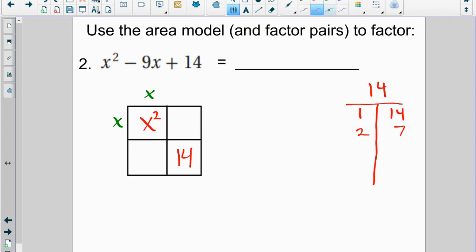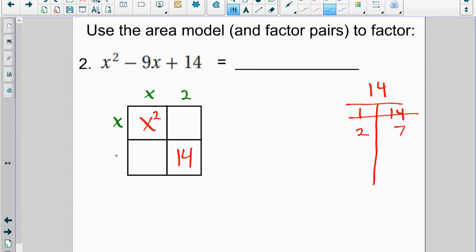So let's see, what is it? Well, is it 1 and 14? Let's check. 1 times x gives me 1x. 14 times x gives me 14x. When I add those together, I get 15x. All right, so that's not right. It's not 1 and 14. Cross that out.